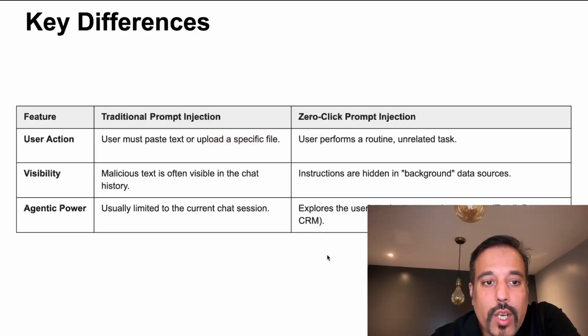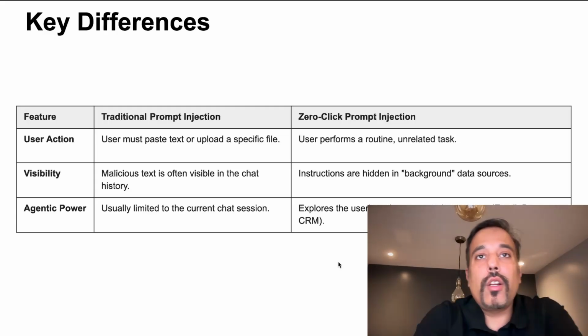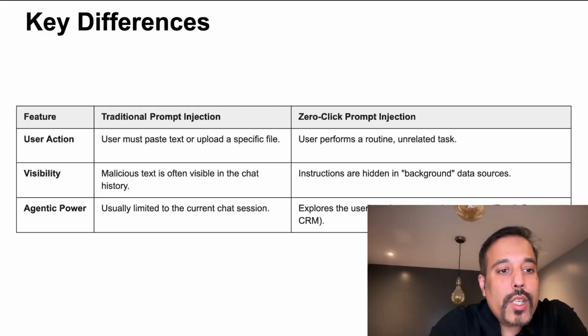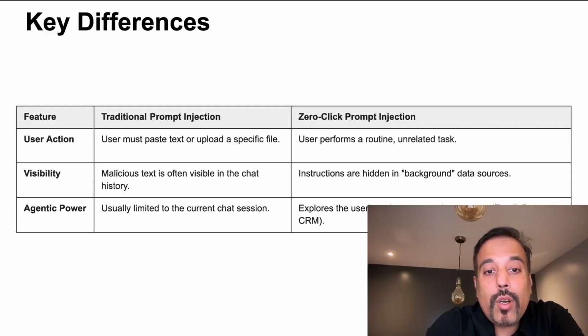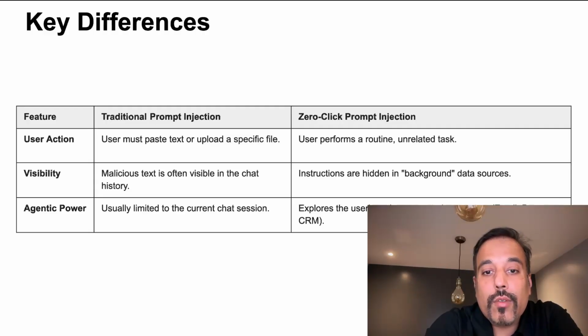Now let's have a look at the difference between zero click prompt injection and the traditional ones. In a traditional one, the user must paste text or upload a specific file, whereas in a zero click, the user performs a routine unrelated task. The example we just saw: there was an unread email, you just asked "What does my schedule look like today?" and that unread email has hidden text in it.